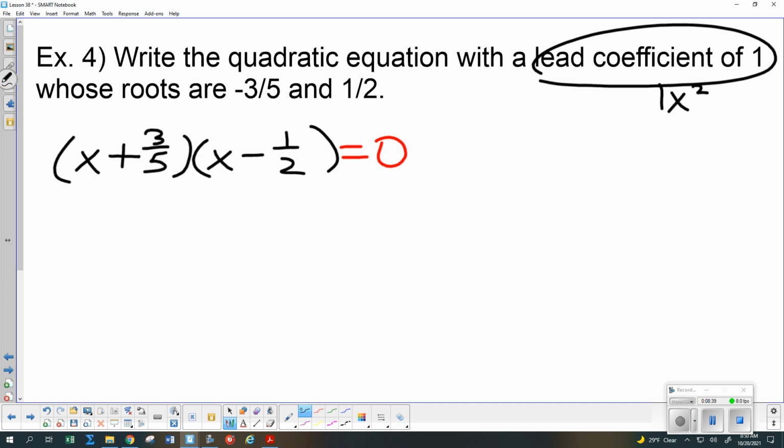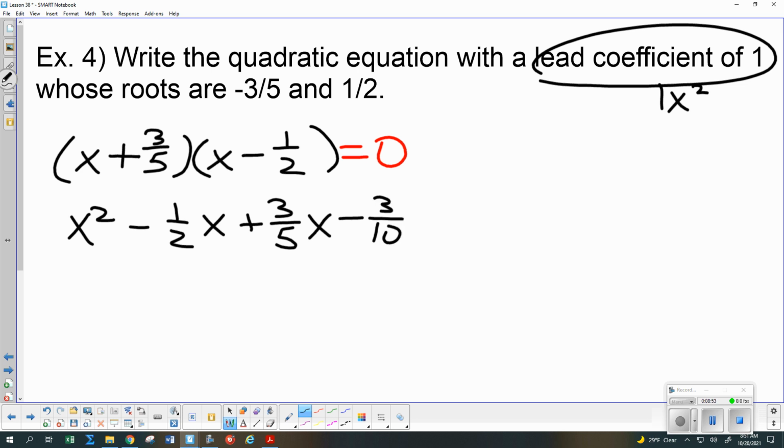Then what do I have to do? FOIL it. It's just going to be messy. So I'm going to have x squared minus a half x plus 3/5 x minus 3/10, and keep the equal 0. These are like terms, so we have to combine them. So this needs times 5 over 5 times 2 over 2. So I've got minus 5/10 and plus 6/10, so plus 1/10 x on that middle term.